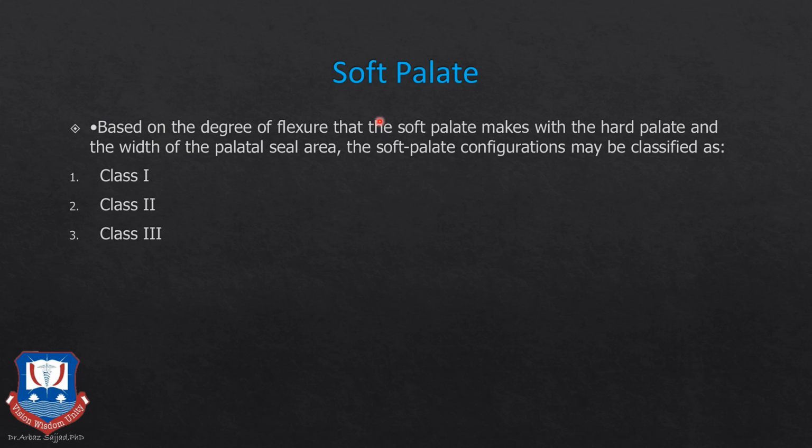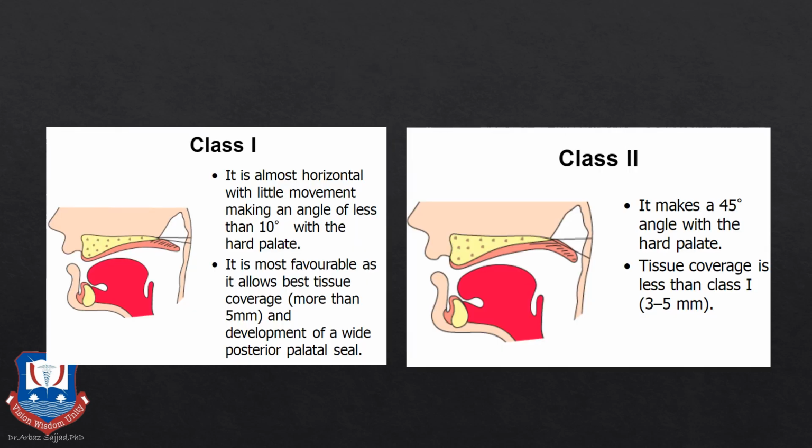Now coming to the soft palate, based on the degree of the angulation the soft palate makes with the hard palate, it is again divided into three classes. Class 1 is where the soft palate is almost horizontal or parallel to the hard palate, with an angle of less than 10 degrees. This is the most favorable for denture construction and for placing the posterior palatal seal. The second is the class 2 palate. It makes a 45-degree angulation with the hard palate, and in the posterior palatal seal we have limited tissue area to provide a posterior palatal seal.